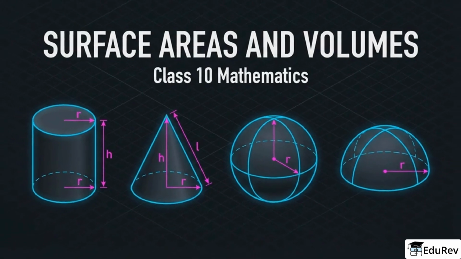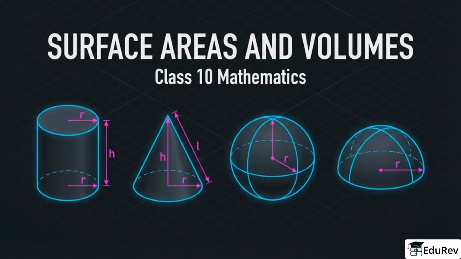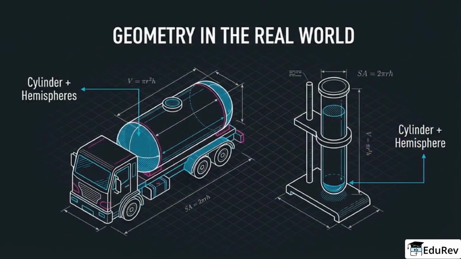Today, we begin with surface areas and volumes, a core topic in Class 10 mathematics. We look at common 3D shapes, learn their area and volume formulas, and practice applying them to real objects so you can visualize how geometry describes the world around us.